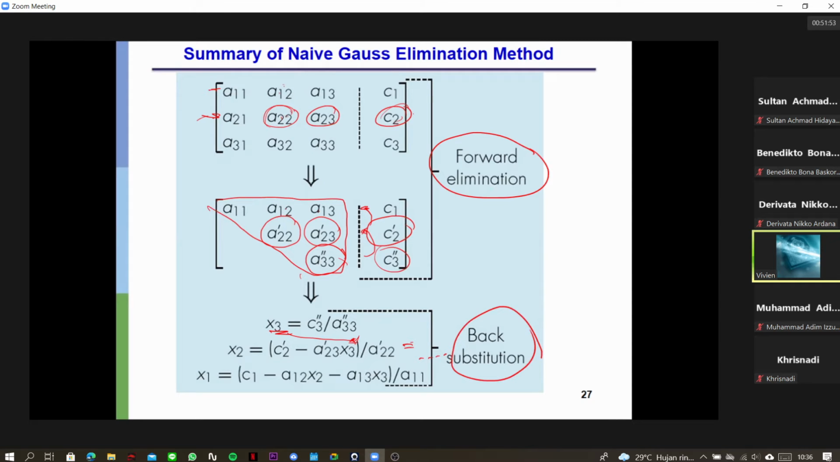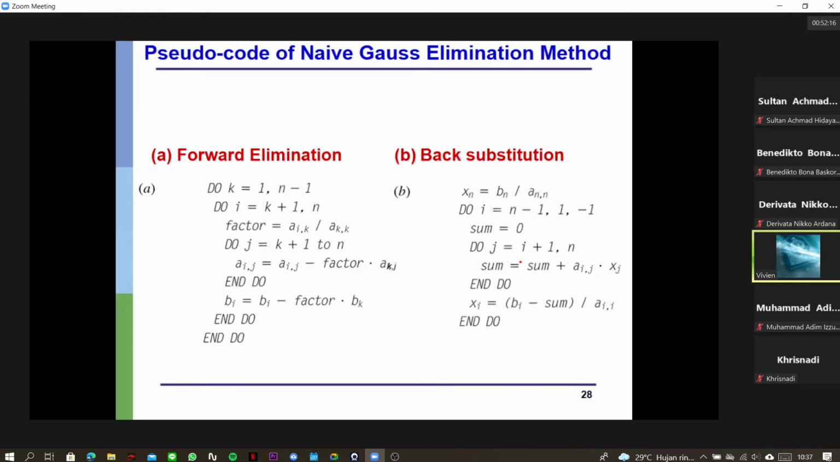Okay, so this is the Gaussian elimination method. You see this is not difficult, yeah, and we can construct the flowchart, the algorithm, into a code, so that we can instruct the computer to do the elimination here and also the backward substitution stage.